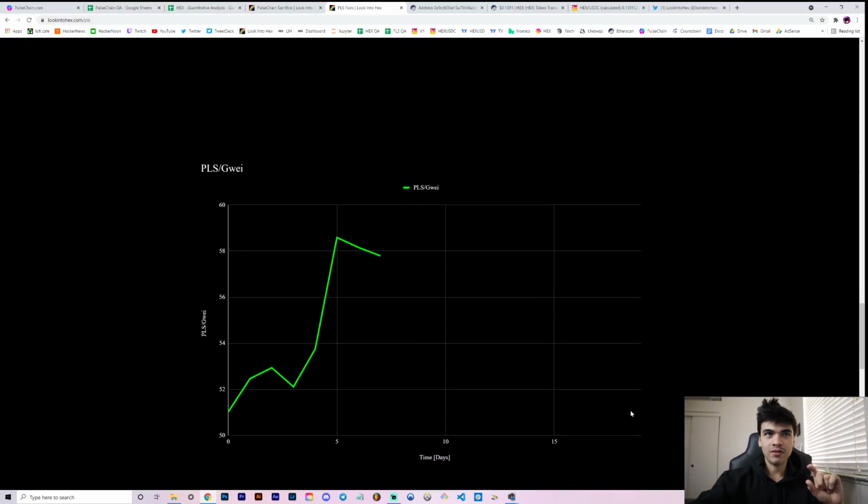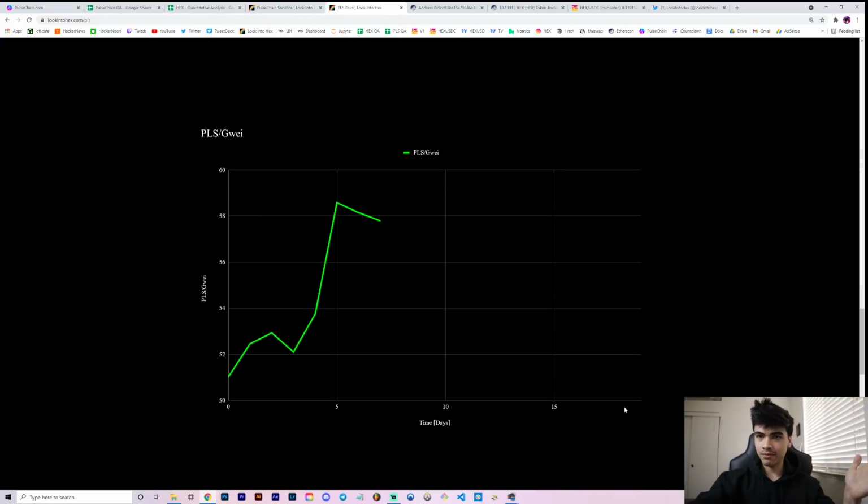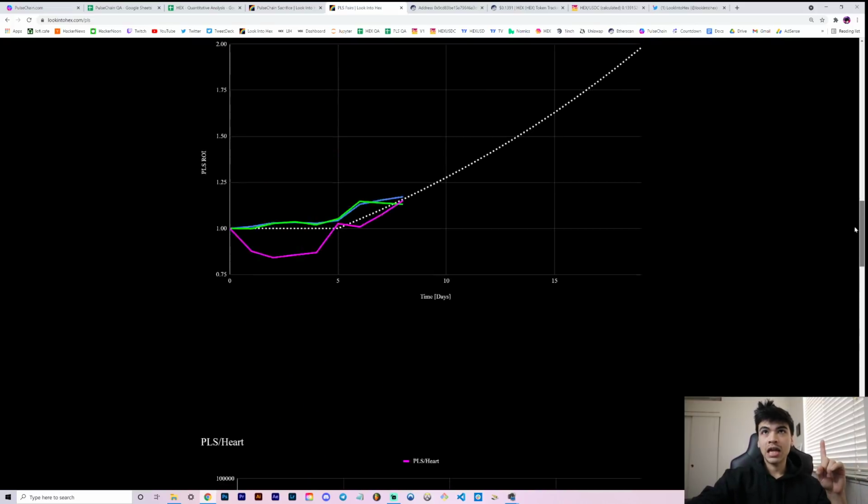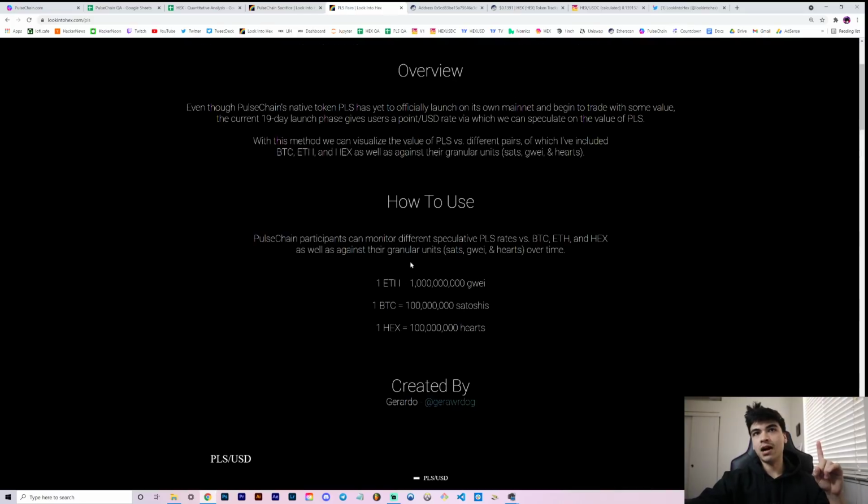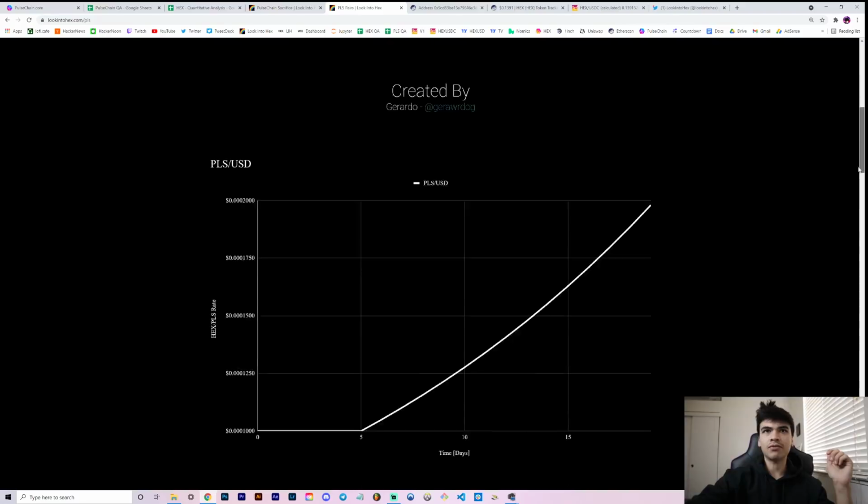Gwei is the unit of Ether, and the same thing applies. The PLS ETH ratio would look exactly the same as this, except with these numbers divided by a billion, 10 to the ninth, because there are a billion Gwei in one Ether. I have all of these conversions at the very top, by the way. So if you're not familiar, these are the conversion units. For BTC and HEX, it's 100 million. With ETH, it's a billion. So it's a 10x difference.